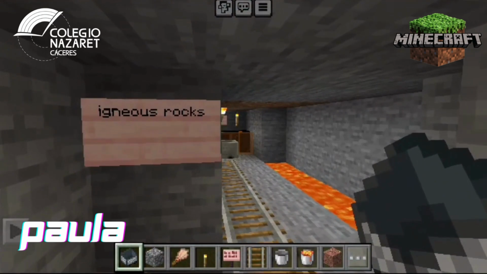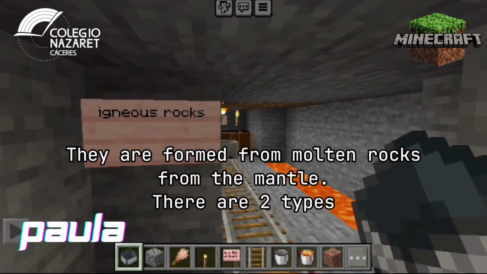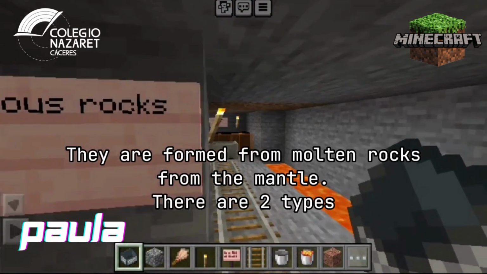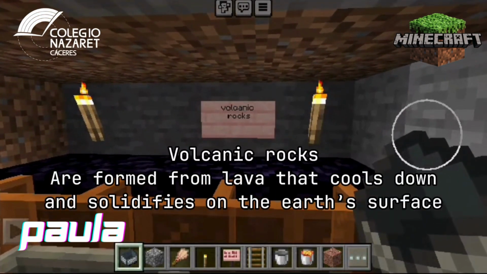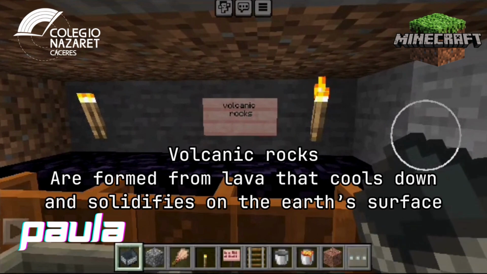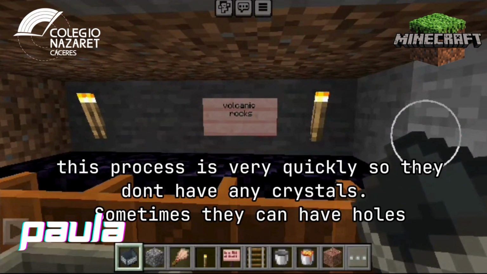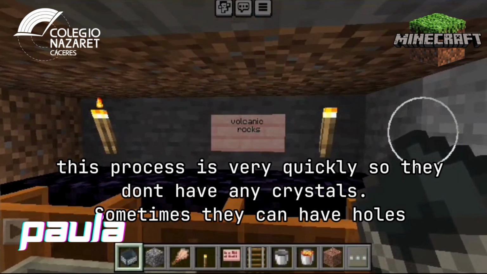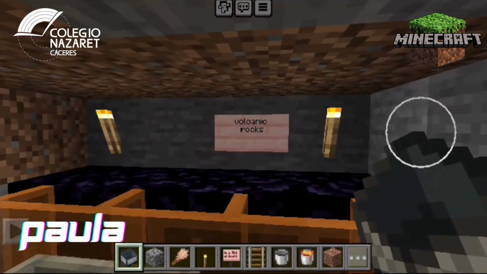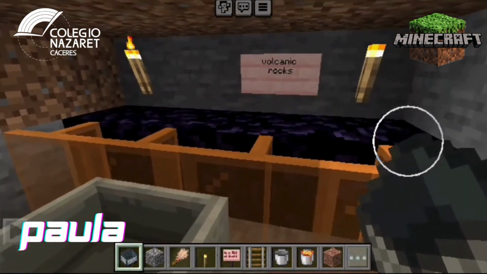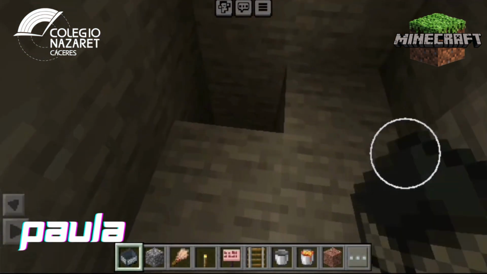Igneous rocks. They are formed from molten rocks from the mantle. There are two types. Volcanic rocks are formed from lava that cools down and solidifies on the Earth's surface. This process is very quick, so they don't have any crystals. Sometimes they can have holes. And this is an example, obsidian.